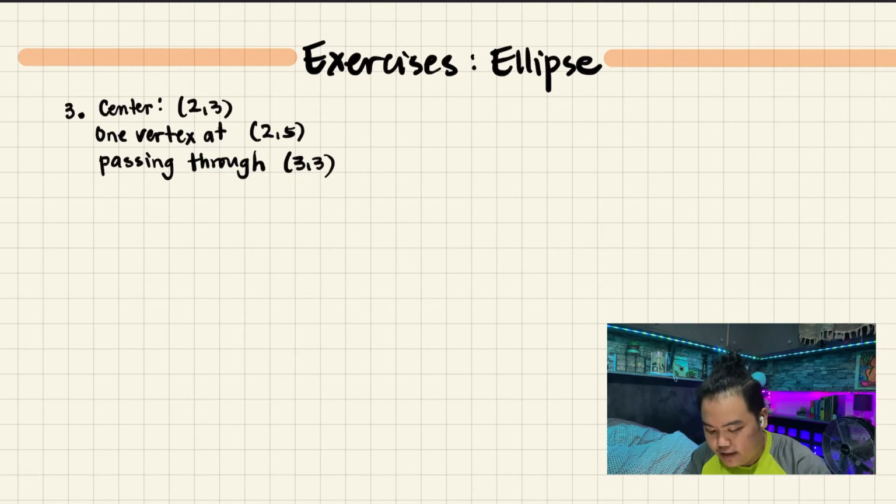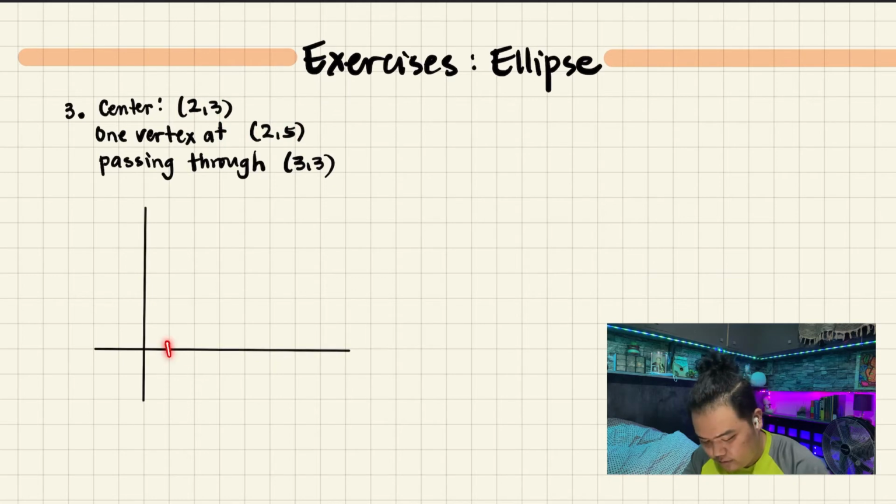So for the orientation, sige, drawing natin itong mga points na to. 2, 1, 2, 3. So that is the center. Libre na yung center, no? May HK ka na. One vertex is at 2, 5. 2, 5. Andito si 2, 5.